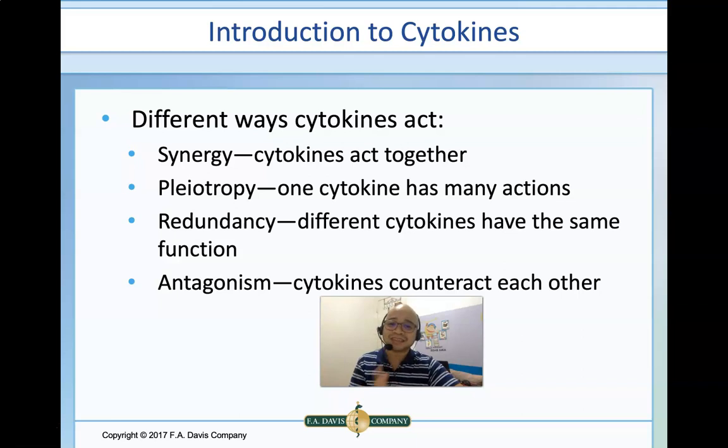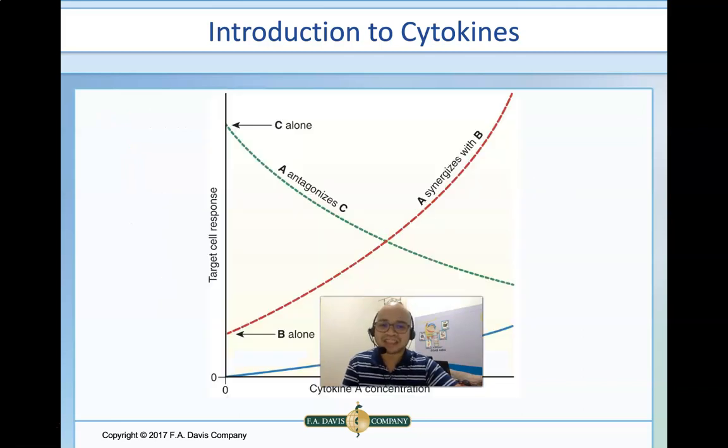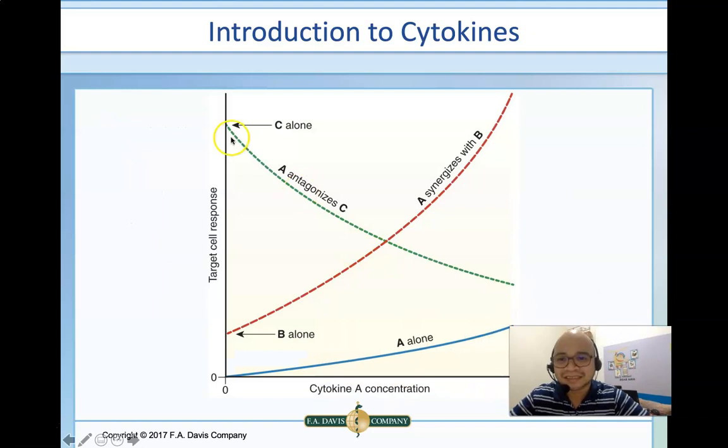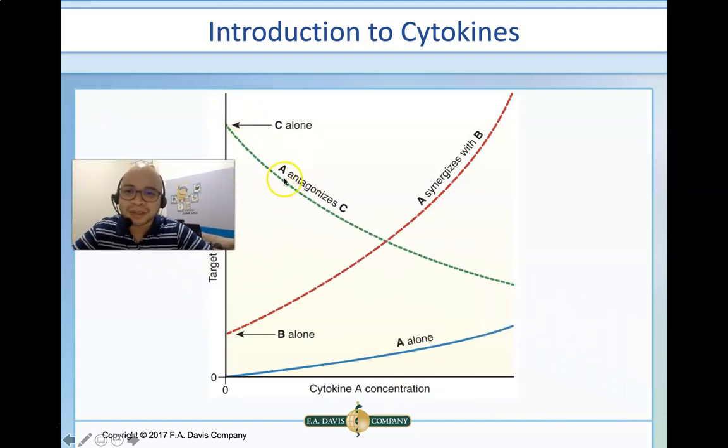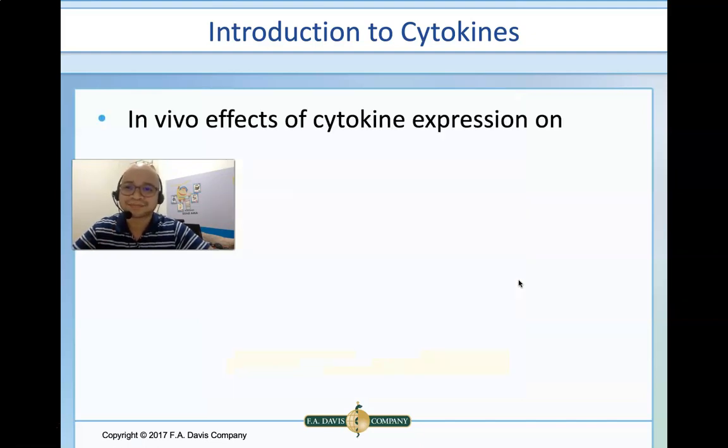Okay, antagonism is the exact opposite of synergy. Here, in antagonism, cytokines counteract each other. As you can see here, with C alone, the target cell response is very high. But when you combine C with A, then the target response becomes very low. So that's what you call antagonism.